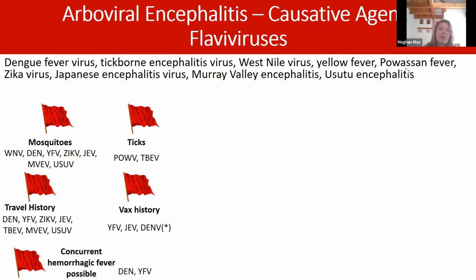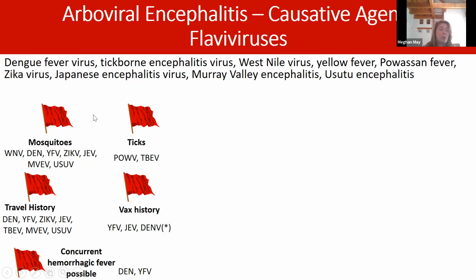Okay, so let's start with arboviral encephalitis. So this first slide here is devoted exclusively to flaviviruses. And as you can see, there are a lot of them. So dengue virus will generate encephalitis, as will tick-borne encephalitis virus, hence the name. West Nile will do it, yellow fever will do it, Powassan will do it, Zika will do it, Japanese encephalitis, again, hence the name, will do it, Murray Valley encephalitis virus, and Usutu virus.